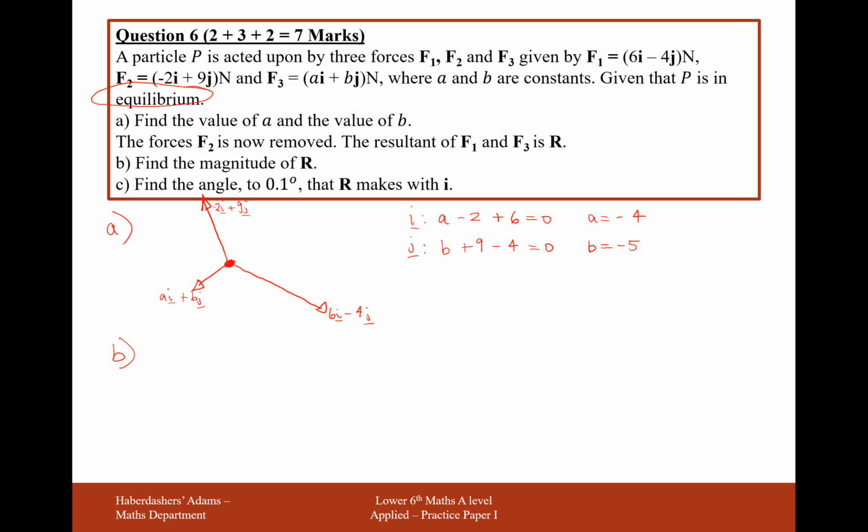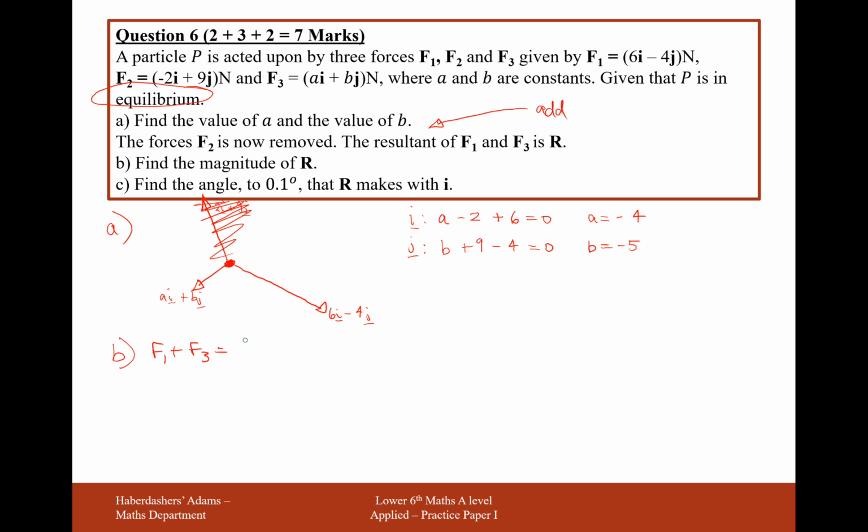Okay, the force F2 is now removed, so we've got rid of this one now. The resultant of F1 and F3 is R. Now, don't get worried about this resultant word here, this just means add the two together. Find the magnitude of R. So let's do F1 add F3 first, because that's what resultant means.